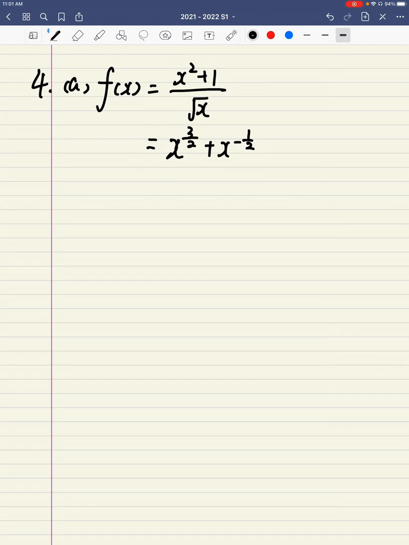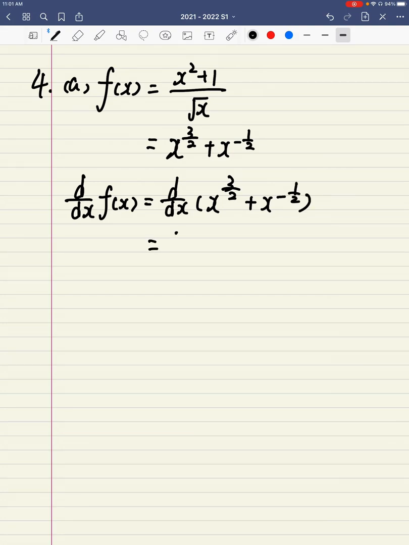All right, so when you differentiate it, you just need to differentiate x to the power of 3 over 2 plus x to the power of negative half. And here you just bring the power down and the power minus 1. Bring the power down, power minus 1. Okay, so this is the easiest way.